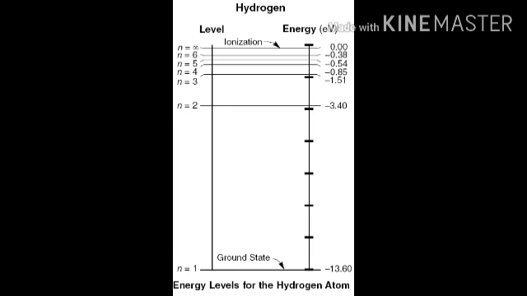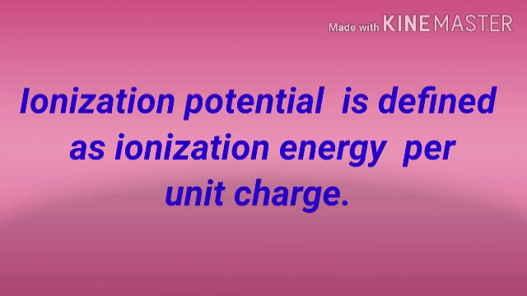If you supply more energy than the ionization energy, the excess energy will be the kinetic energy of the free electron. Ionization potential is nothing but ionization energy per unit charge.